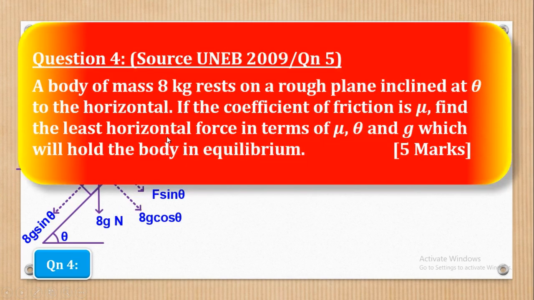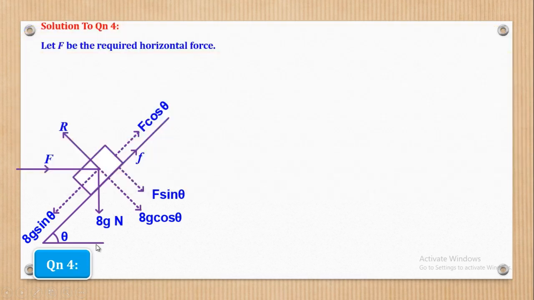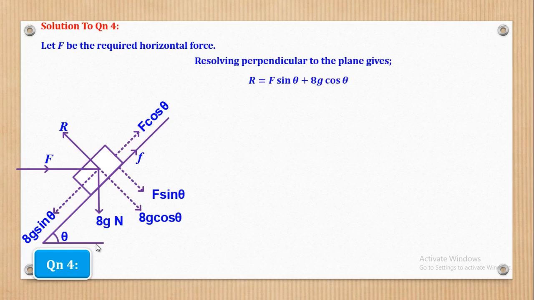So now that you have sketched and put the given information in the first diagram, we shall now go ahead to resolve. We shall begin by resolving perpendicular to the plane, and when I resolve perpendicular to the plane, I'll come up with R being equal to F sine theta plus 8g cos theta. But I know that f is equal to mu R, therefore my small f will be equal to mu in brackets F sine theta plus 8g cos theta.